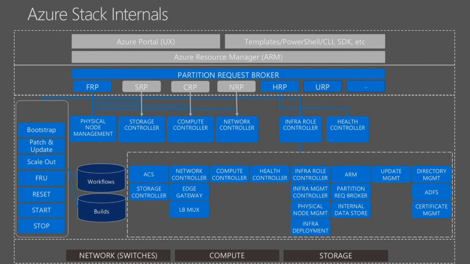And then you will actually notice that there are some other resource providers here, which are called HRP and URP. Now these are infrastructure or operator-related resource providers. HRP happens to be the health resource provider, which is where we surface up alerts from. And then we have the update resource provider, which allows you to interact with the system to update the system.